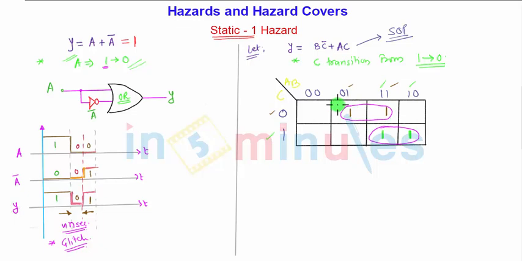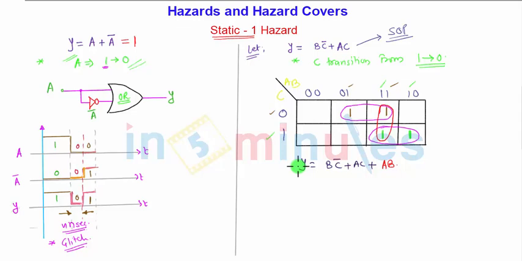Now there is a hazard just because of C's transition from 1 to 0. To overcome this hazard, what should I do? I'll make another group, this one, a group of 2. Then what will be the equation? The equation will be modified to Y equal to BC bar plus AC, which is already there, plus the added term in the red part, this group of 2, which is nothing but AB. Now I modified this equation, corresponding to the circuit diagram.